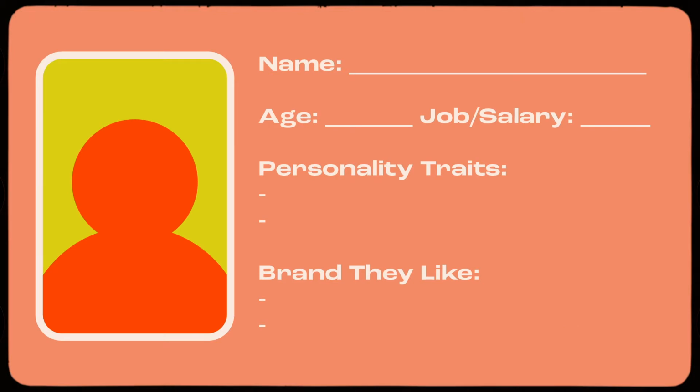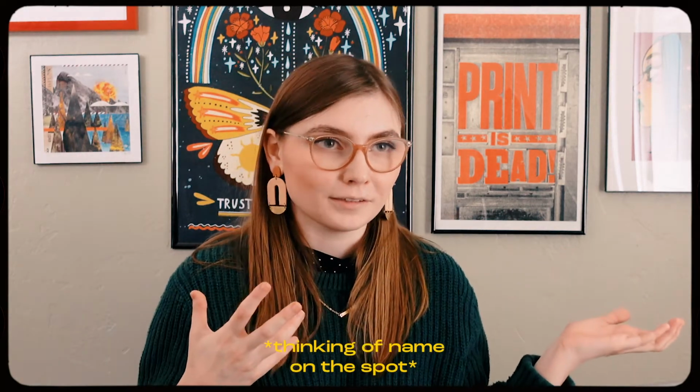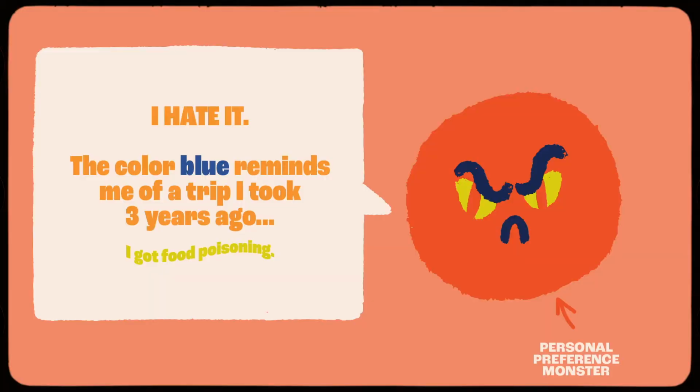You want to define the name, age, job, personality traits. You want to know where they shop. You want to make this persona basically as real as you can make it, because it will be much easier later on when you're presenting your directions to say, like, what would Steven think of this direction, so that you are helping your client to remove kind of like the personal preference monster. You're kind of just helping them to realize, okay, this isn't for me, this is for Steven.